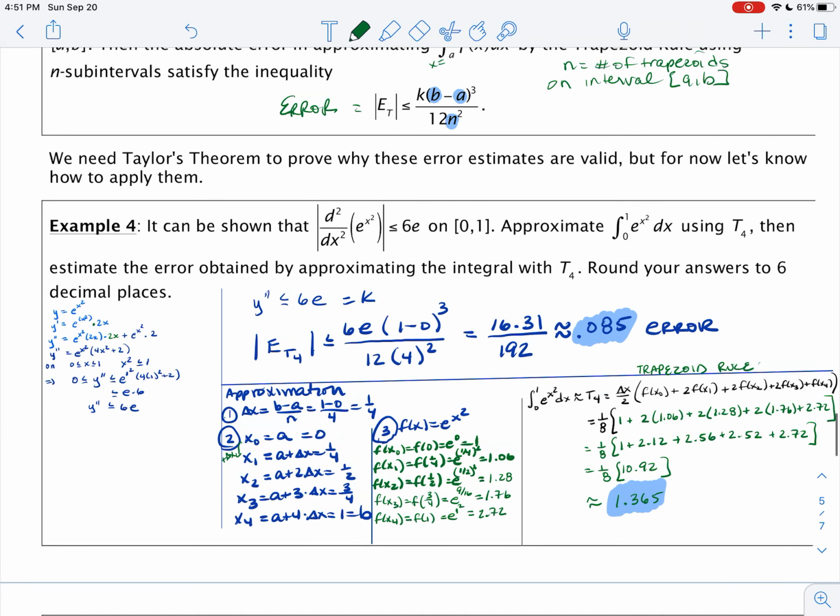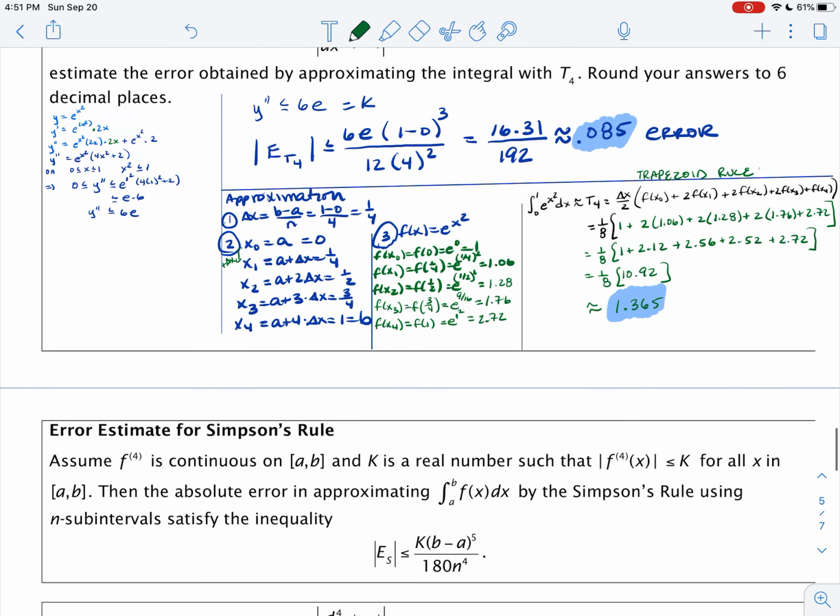All right, so Simpson's rule, if you actually compare, we've got a much bigger denominator. So look at that denominator on the trapezoid rule. That's 12 times n squared. Look at the denominator on the error estimating Simpson's rule, and that's 180 times n to the fourth. We still have b minus a, but that b minus a is to the fifth. So you kind of have to look at some comparisons, and also the k value is the fourth derivative.